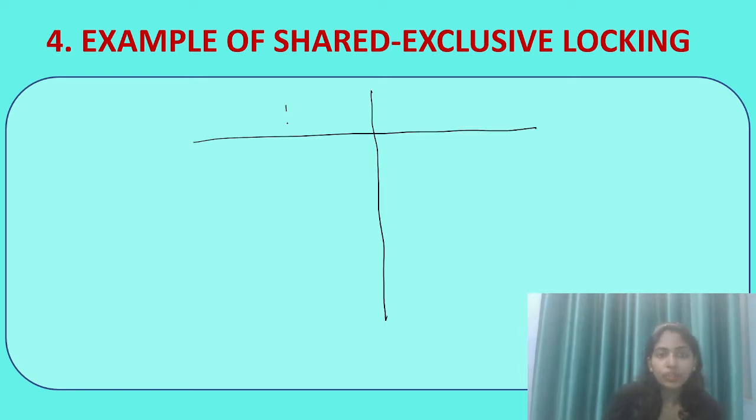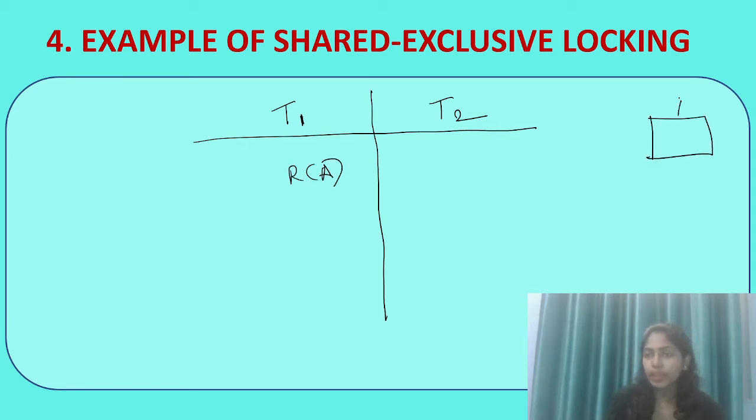Suppose I have two transactions. I'm giving transaction 1 the name T1 and transaction 2 the name T2. Now, in transaction 1, I just want to read the data item A. Suppose I have a data variable A, and in it 20 is stored. Now, I just want to read this 20 value. So, I can just apply read of A.